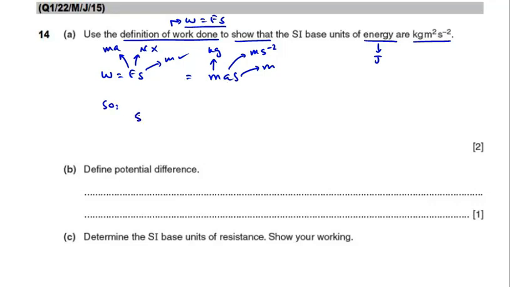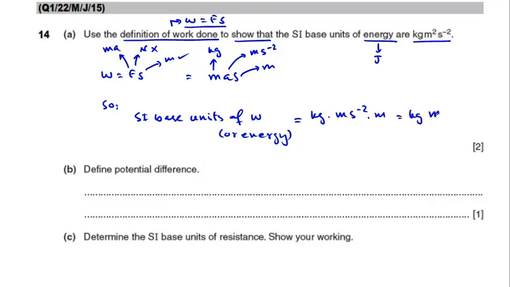So SI base units of work or energy are equal to SI base unit of mass, which is kg, times SI base units of acceleration, which are meter per second squared, times SI base unit of displacement, which is meter. Now students, simplifying this expression gives kilogram meter squared per second squared, which are the SI base units of work or energy, and you can see that they match the SI base units of energy given in the question.